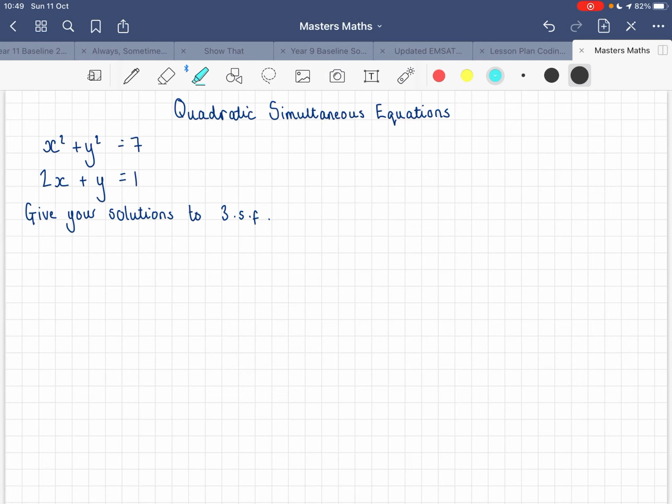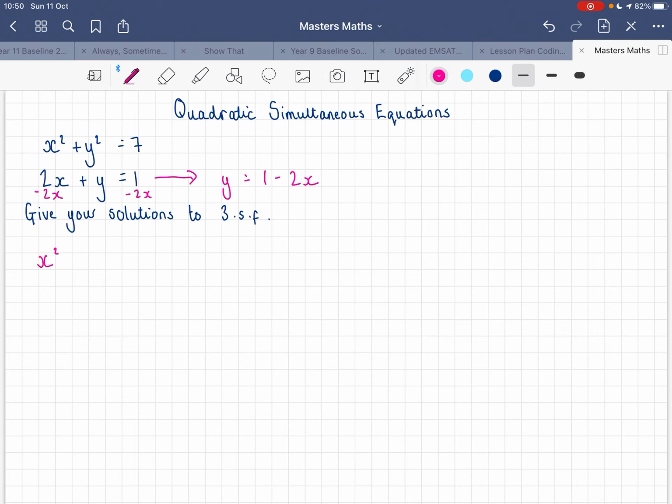And again, just like when you're doing normal quadratics, the clue in the question is that it gives your solutions to 3 significant figures. So that means you are going to have to use the quadratic formula to solve it. So start the same way, make your linear equation either x equals or y equals. Y equals is going to be the easiest here, so I'm going to subtract 2x from both sides, so I get y equals 1 minus 2x, and then I'm going to substitute that into the first equation. So I'm going to take y out and replace it with 1 minus 2x.